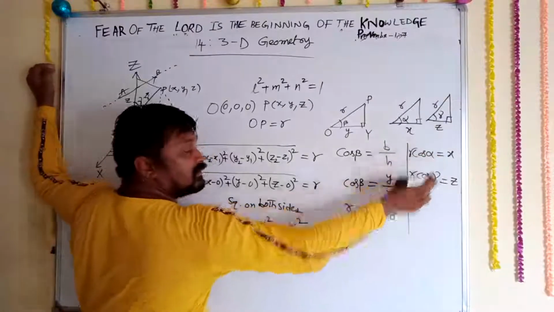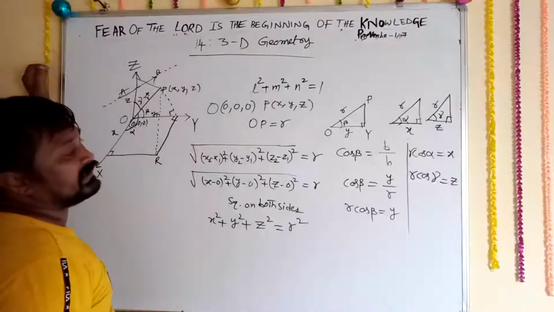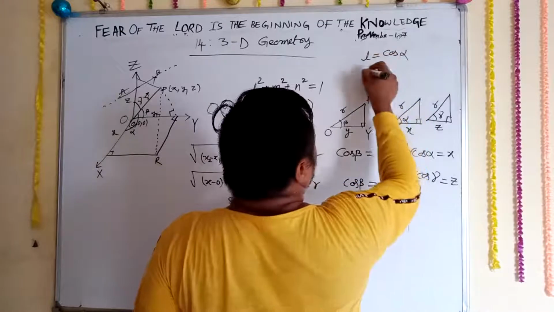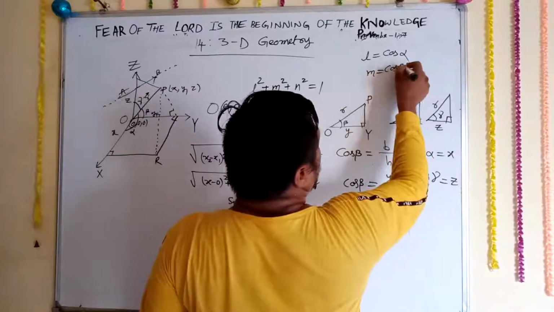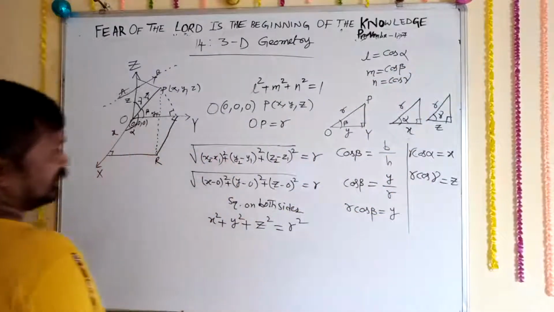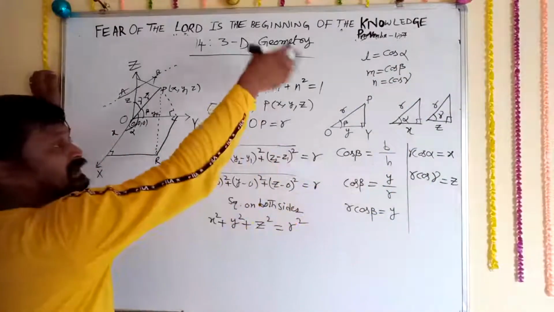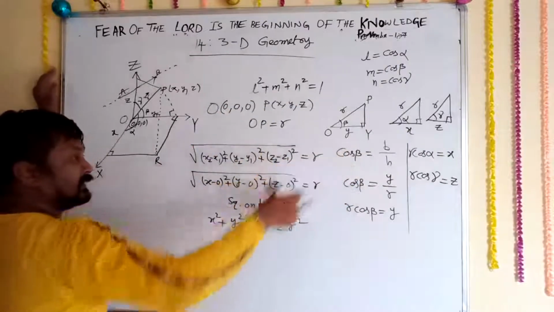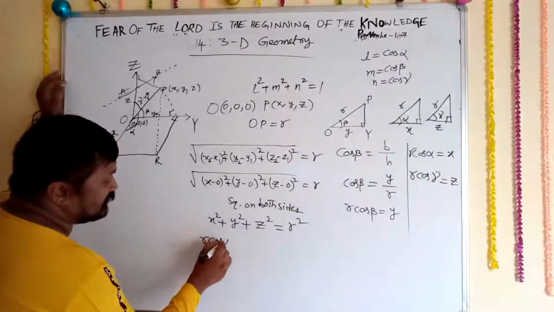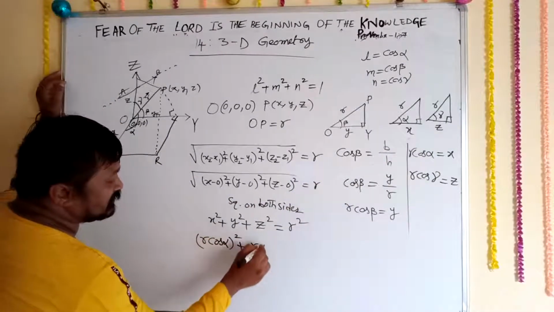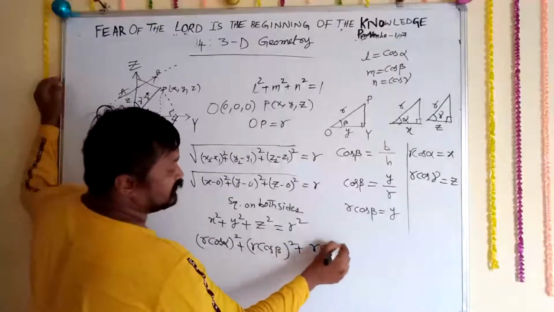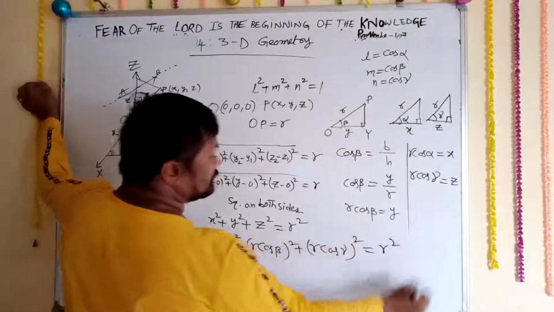But x means what, do you know? R cos alpha. So you already know that l is equal to cos alpha, m is equal to cos beta, n is equal to cos gamma. Substitute those also. So now first I'll write this part, then I'll substitute those. Let me write that part now. x is equal to r cos alpha. R cos alpha whole square plus r cos beta whole square plus r cos gamma whole square is equal to r square.